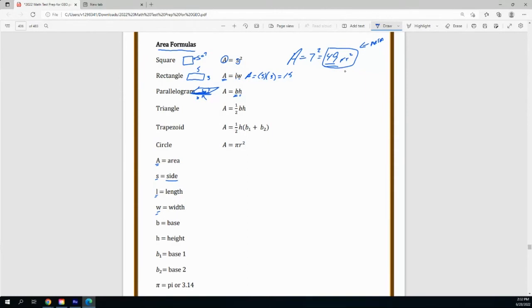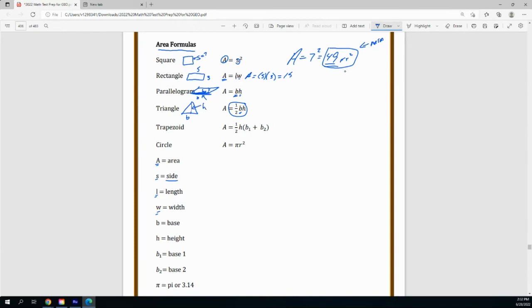Triangle. On triangle, do you notice that it's the same? You notice they don't have equilateral triangle, or isosceles triangle, or scalene, or right. No, it's the same for all. So whatever triangle you're dealing with, you're going to take the base, the bottom, and multiply times the height. The height is going to be indicated from the lowest point all the way to the highest point.